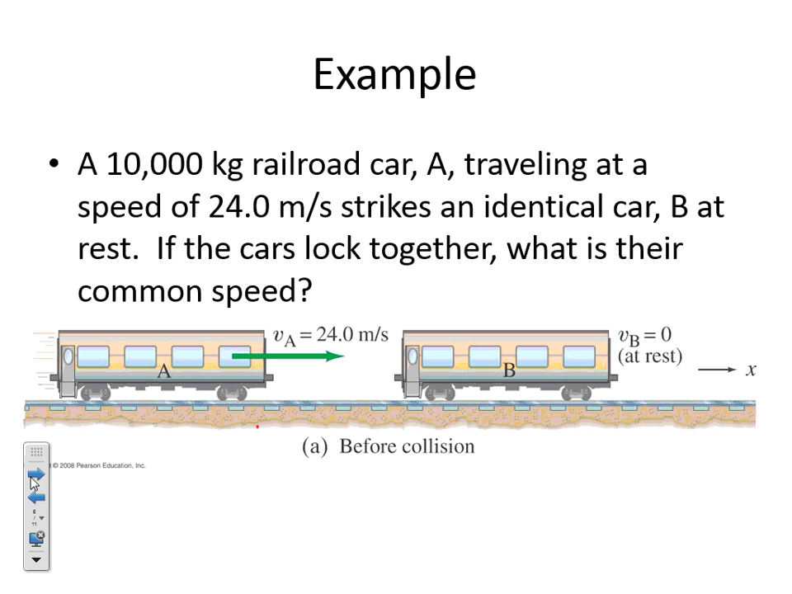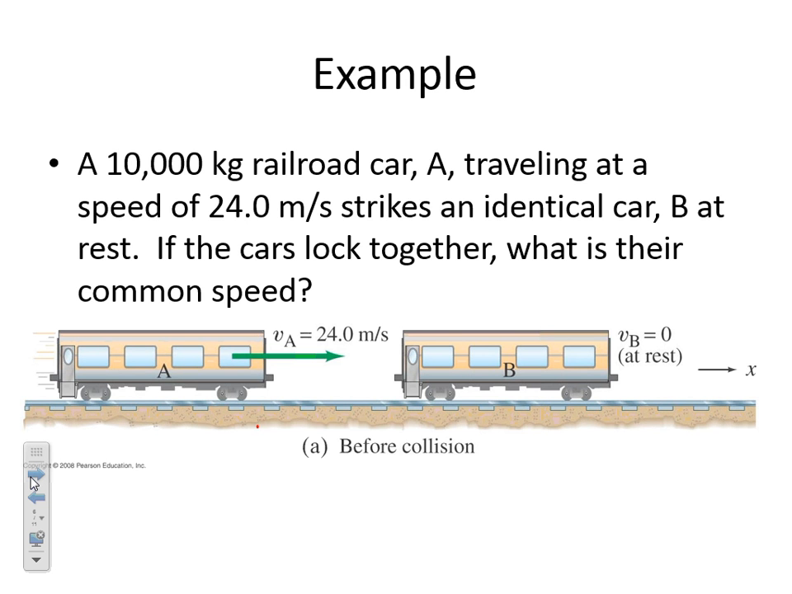So our first example, we have two cars, A and B. And car A is traveling at 24 meters per second. It strikes an identical car B, which is at rest. If the cars lock together, what is their common speed?